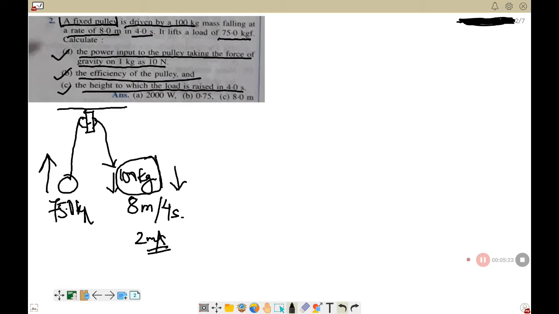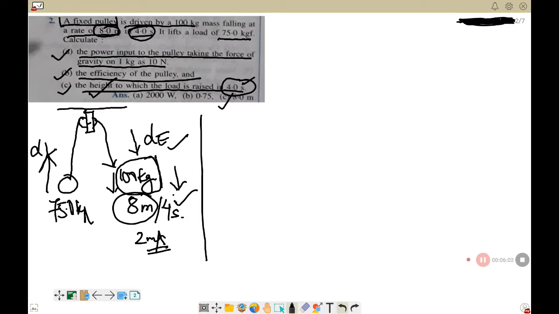Yes, so you can simply get the solution for C, because the question might say that the rate at which it is falling is 8 meter in 4 seconds. The question is also asking you to find the height to which the load is raised, and you know in a single fixed pulley the distance moved by effort is equal to distance moved by load. So here the effort is moving 8 meter in 4 seconds, so the load will also definitely move 8 meter upward in the given time, that is 4 seconds. So just by repeating the question we get the solution for C. I hope you can easily find that.